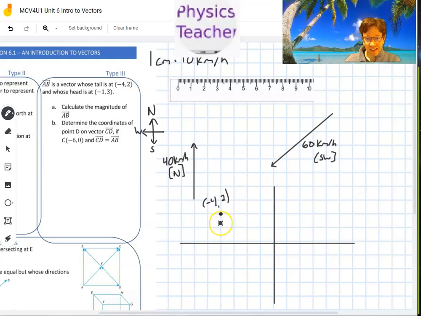And whose head is at -1 and 3. So -1 and 3, right there. So drawing it, we get this. Right? From our tail over here to our head over here. Now part A says calculate the magnitude of AB. So it's a little different from when we had the example that it was just 0 and 2. We can just say the magnitude was 2.